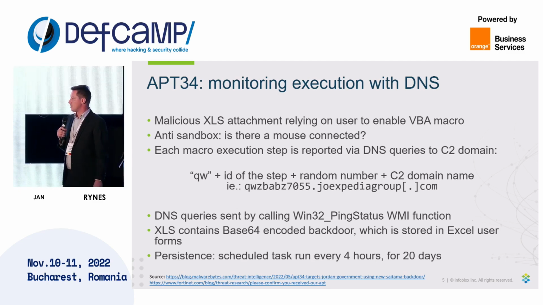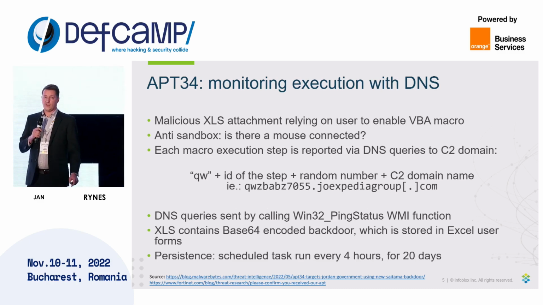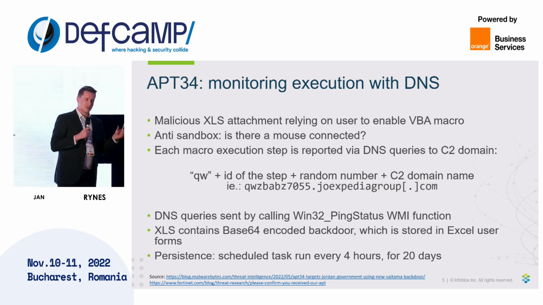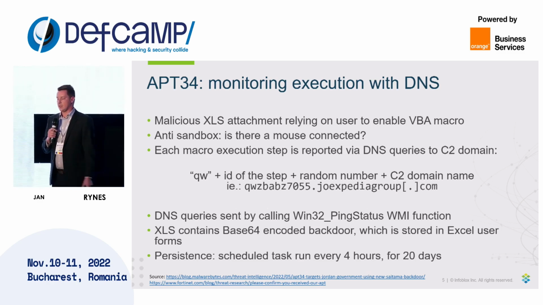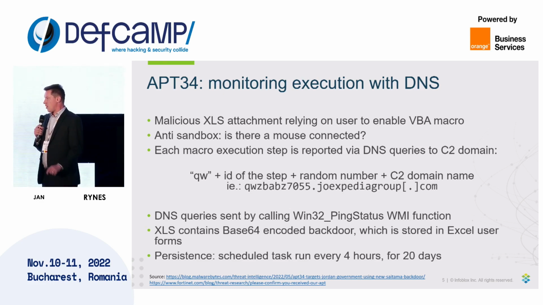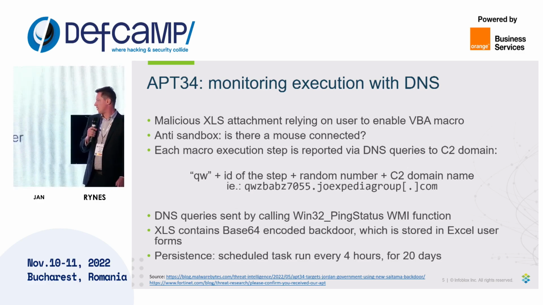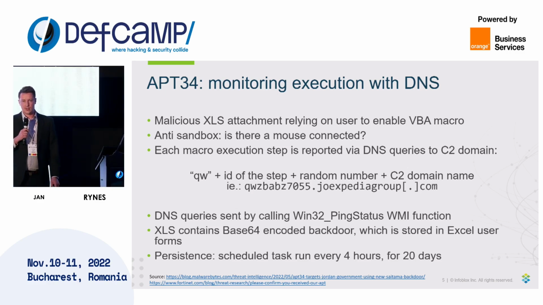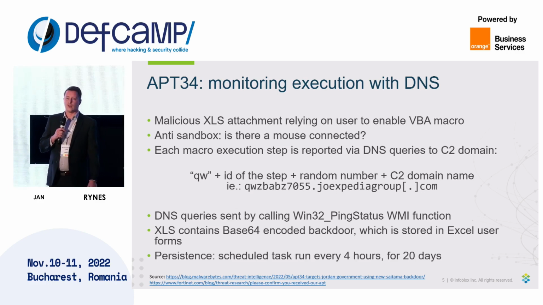It was base 64 encoded backdoor that was stored in the user forms. So every single line, it was looking like a formula, but it was not a formula. It was basically this embedded backdoor. What I also like that they stick to the schedule of running every 4 hours for 20 days. So if the victim have not detected for 20 days, they will not detect it at all.